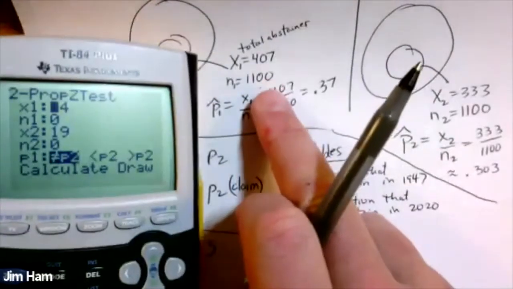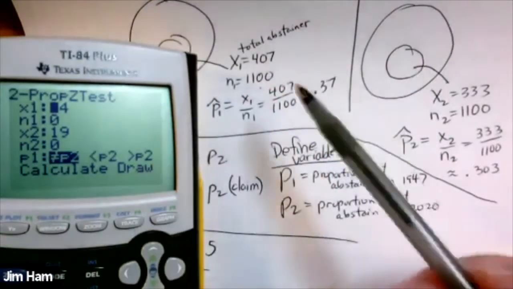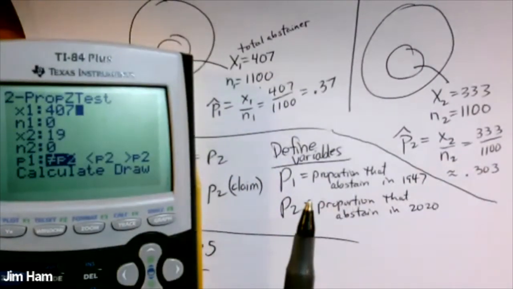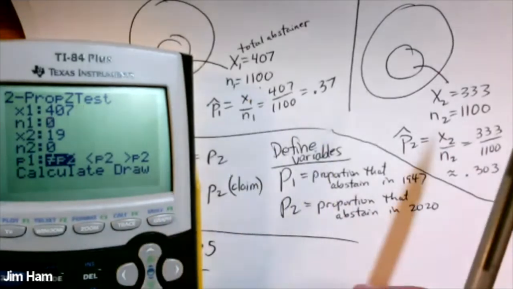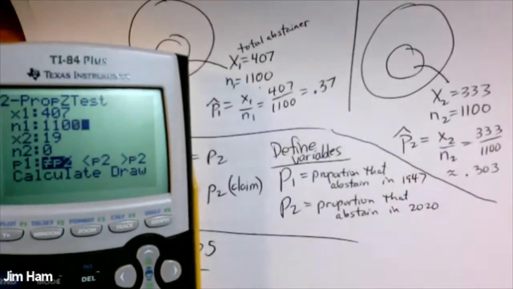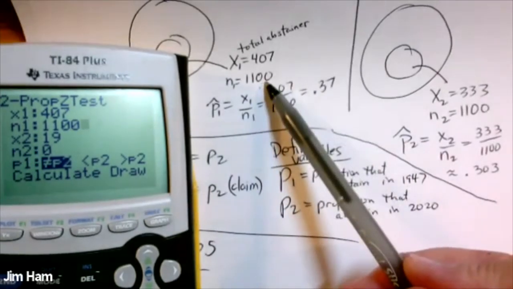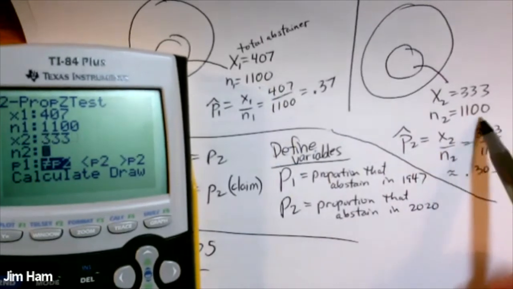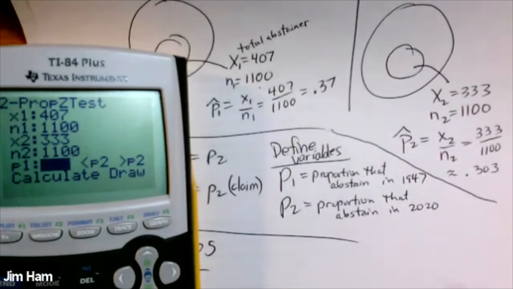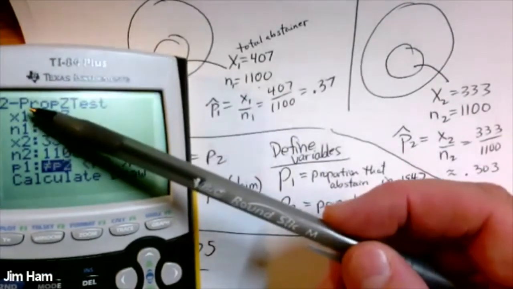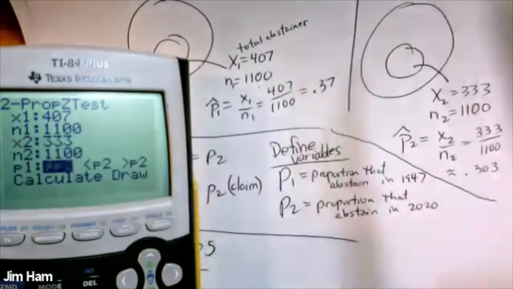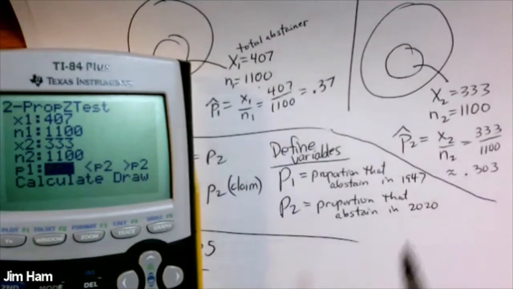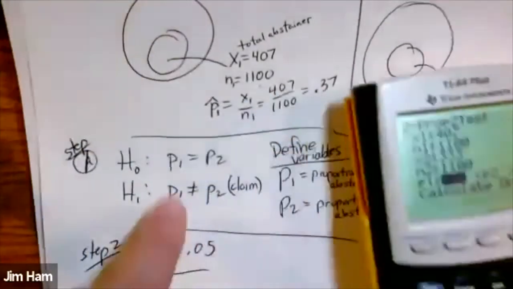I'm going to type in the numbers that we have up here. We label them exactly as we're going to enter them into the calculator. For x1, 407 back in 1947 said that they never drink. They abstain always. 1100 is n1. Moving over, x2 is 333, and n2 is also 1100. It doesn't have to be. Notice there's no place up at the top for some p0, because we don't need any information about the null hypothesis, since it's always the same.